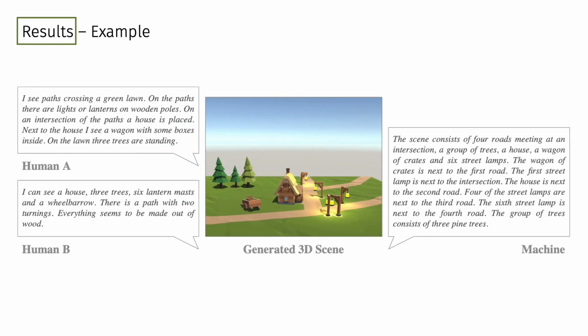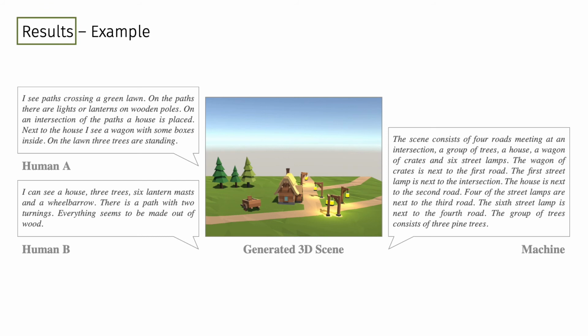Our system has failure cases as well, which are usually caused by problems in the scene layout generation. Here I have an example where it's immediately obvious to you that there's way too many lanterns, so the graph grammar definitions could be improved. And in addition, you can see that in the first sentence of the machine description, it says the scene consists of 4 roads reaching at an intersection. And if you look at the scene, this is clearly not what happens.